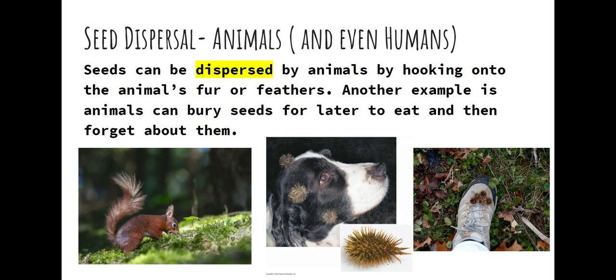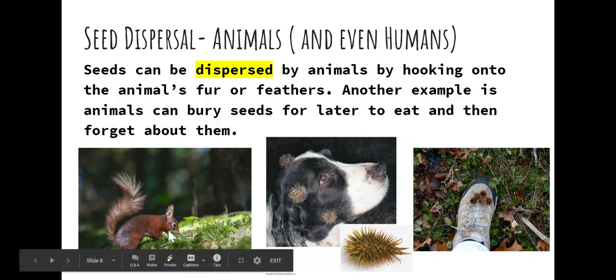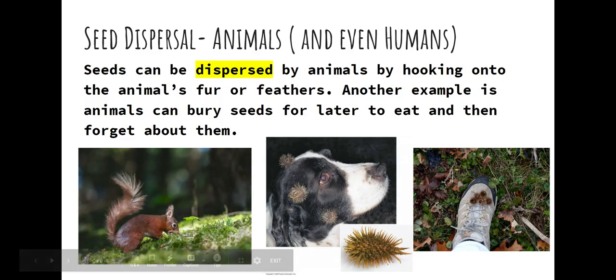Animals and even humans help seeds disperse. Seeds can be dispersed by animals by hooking onto the animal's fur or feathers. Another example is animals can bury seeds for later to eat and then forget about them. That's when the seed may grow into a plant, eventually a flower or a tree. If you take a look here at the squirrel, he's probably planting an acorn. If he forgets about it, it could grow into an oak tree.